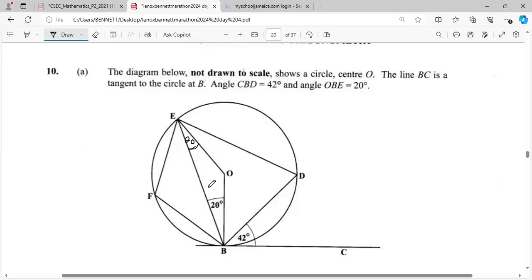So this is 20, this is 20. I'm thinking this is a triangle, so I'm going to focus on the triangle first. Of course, we can figure out the angle here because we know that everything adds up to 180. So 180 minus 40, that's 140, because 20 plus 20 is 40. So right away, you can start to see a lot of things.